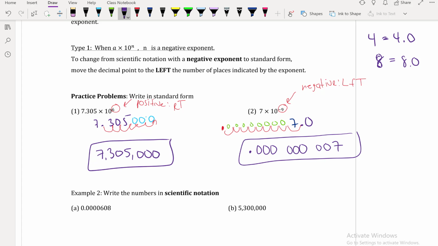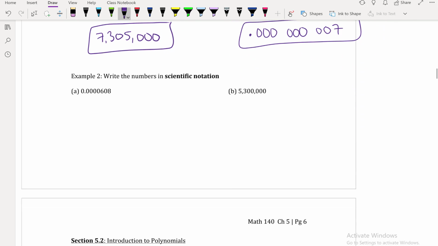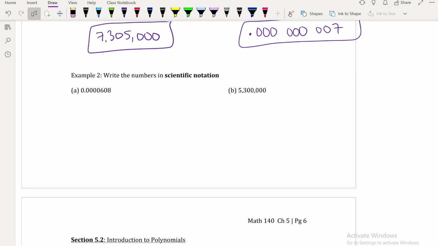Okay. Now we want to go backwards. Now we want to write these numbers in scientific notation. So here, remember the way that we write scientific notation is we want this number to be greater than or equal to 1, but less than 10. So if I put the decimal here, well, that's smaller than 1. So that doesn't work. So the first non-zero number is here, behind the 6.